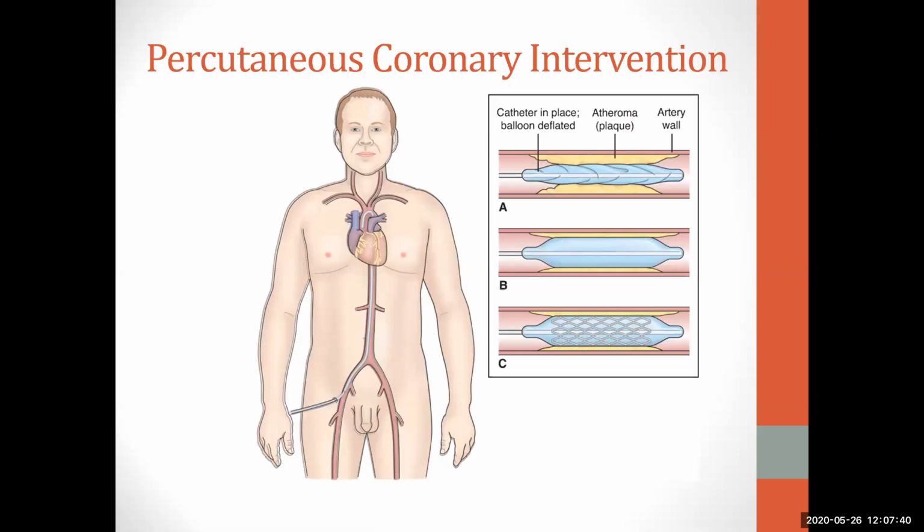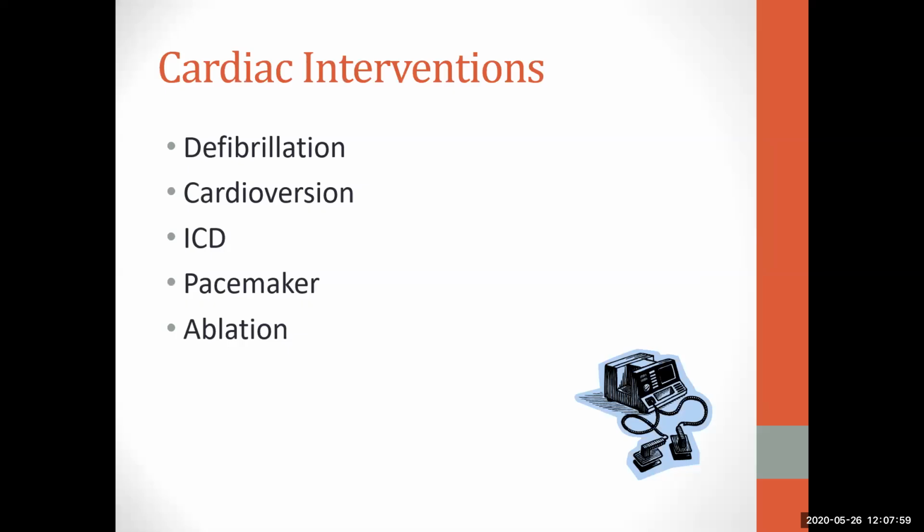So again, PCI. Here at the top, you can see where they're putting a catheter in between the plaque, and then that catheter blows up a balloon, and then you see there's a meshy, wiry thing that's a stent. They're going to leave that stent in there and pull out the catheter, and that stent's going to keep that area open so that the patient has adequate perfusion.